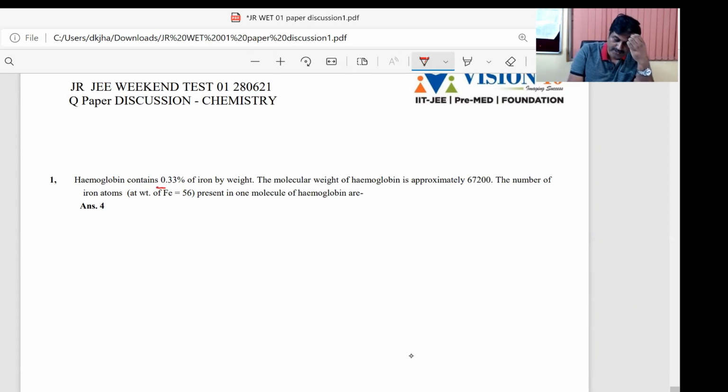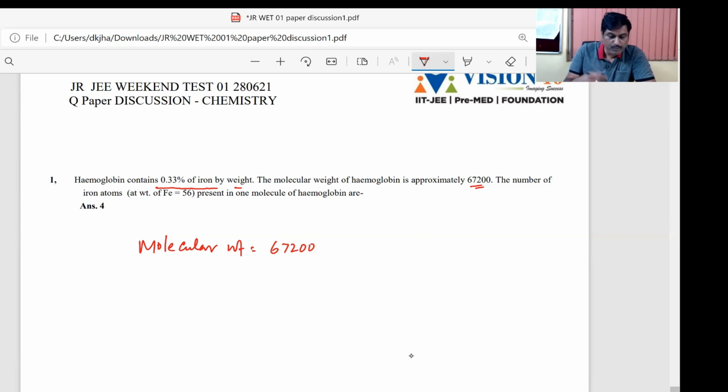Hemoglobin contains 0.33% of iron by weight. The molecular weight of hemoglobin is this much. The number of iron atoms present in one molecule of hemoglobin is? Okay. Molecular weight of hemoglobin is 67,200. And hemoglobin contains 0.33% of iron.